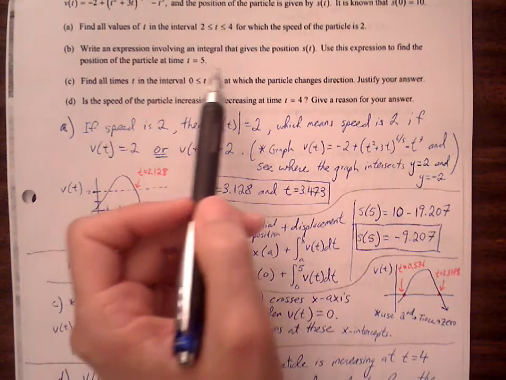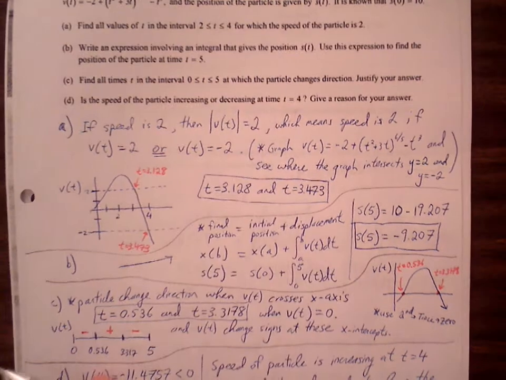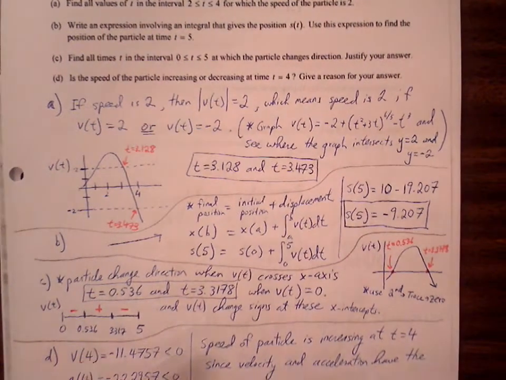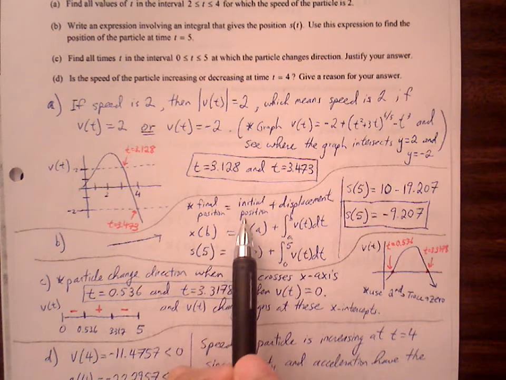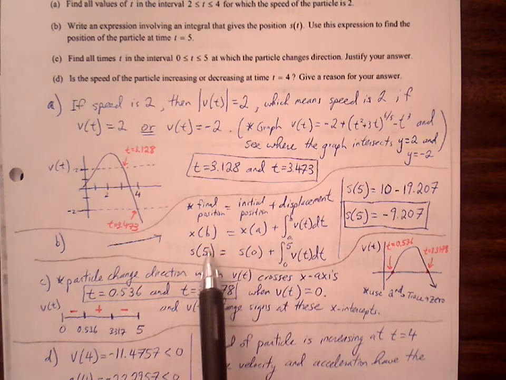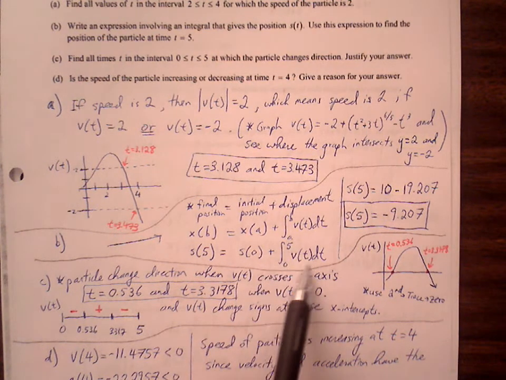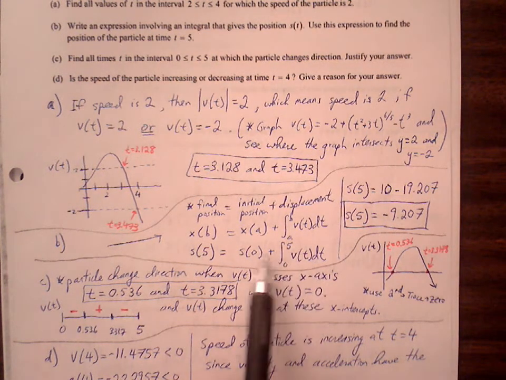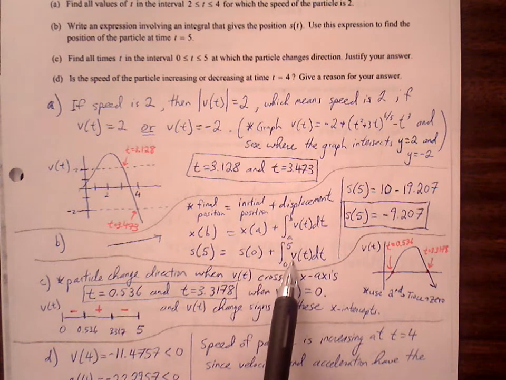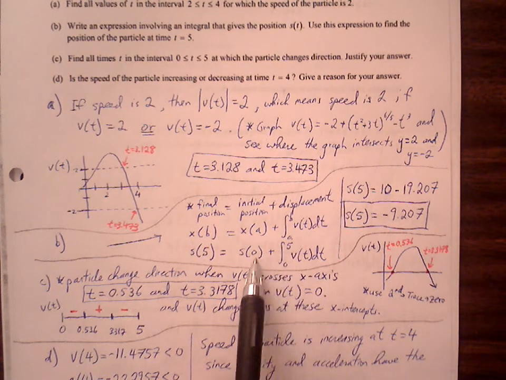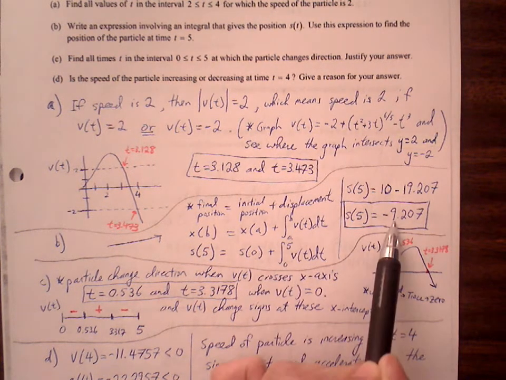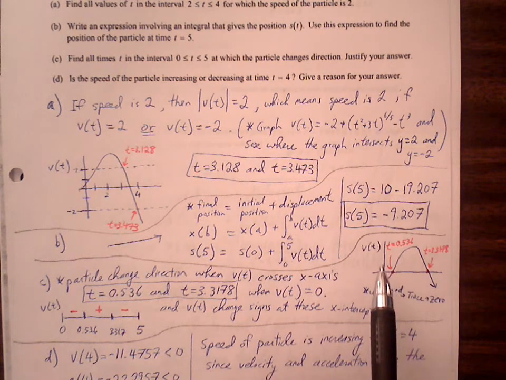Part B, write an expression that gives the position function. So position function, we know final position equals initial plus displacement. So we can say s of 5 is equal to s of 0 plus the definite integral from 0 to 5 of v of t. We can enter this in our calculator. So we get 10 minus 19.207. Combine those to be -9.207.